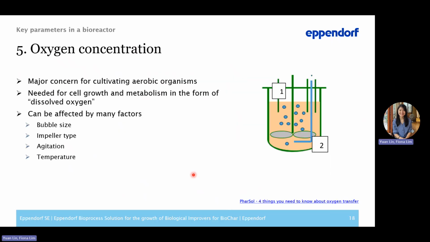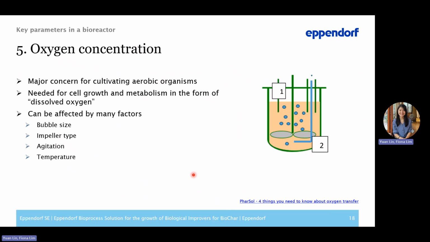The next key parameter in a bioreactor would be the oxygen concentration. So this is a major concern for cultivating aerobic organisms because oxygen, as you know, is needed for cell growth and metabolism in the form of dissolved oxygen. That's why in a bioreactor, there is also a sensor known as the dissolved oxygen sensor that could measure the amount of dissolved oxygen in the media and tell you whether the cells are requiring more oxygen gas at this moment. So this dissolved oxygen can be affected by many factors.